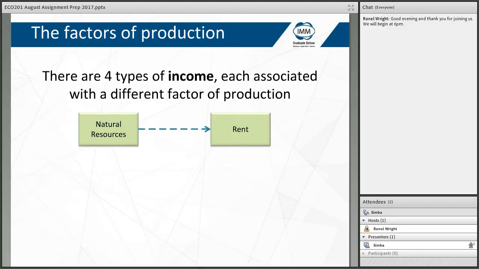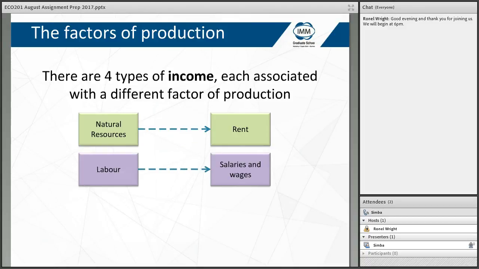So when you look at natural resources, the income that accrues or the remuneration that is associated with natural resources is rent. Then the second factor of production is labor, which is basically the human, mental, and physical effort that goes into the production of goods and services. When you look at labor, again the quantity of the labor is determined by your population size as well as the quality in terms of the qualifications, skills that people have, and so forth. It is also important because it determines how much you're going to be able to produce. So for labor, the remuneration is basically salaries and wages.